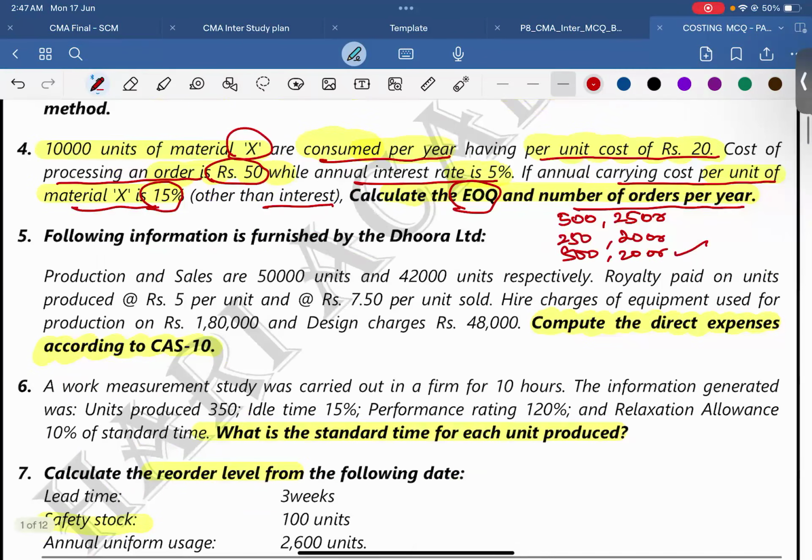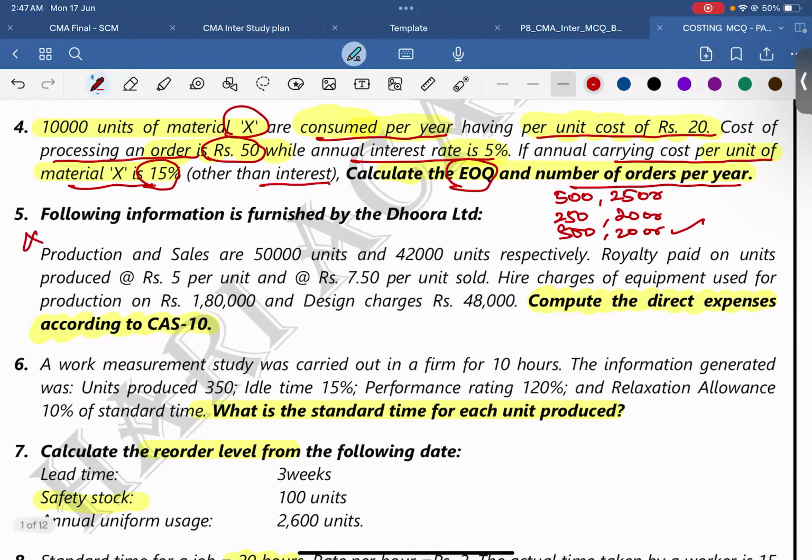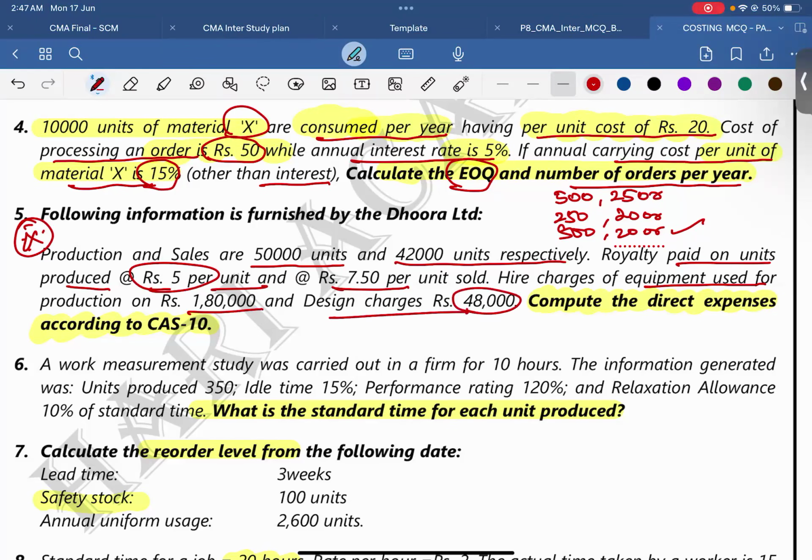Next, the fifth one, an interesting one, an important one. They may test you. Production and sales were 50,000 units and 42,000 units respectively. Royalty paid on units produced was rupees 5 per unit and 7.5 per unit sold. Hiring charges of an equipment used on production was 1,80,000. Designing charges is 48,000. What is the direct expense of Cost 10?